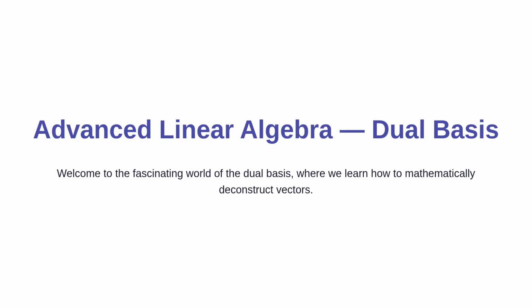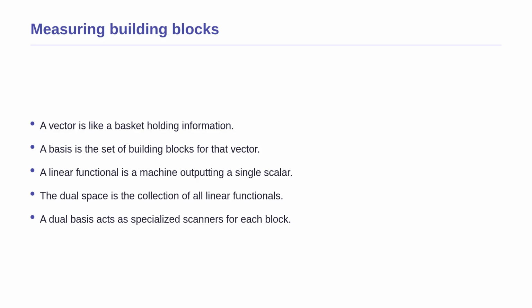Let us dive in. To understand the dual basis, imagine you are at a fruit market. Your basket of fruit is like a vector, and the specific fruits, like apples and bananas, are your basis vectors. Now imagine having magical barcode scanners, where one only counts apples and ignores bananas, and the other only counts bananas. In linear algebra, a linear functional is a mathematical machine that takes a vector and spits out a single number. The dual basis is exactly like those magical scanners, a set of specialized functionals perfectly tuned to measure just one specific building block while ignoring all others.